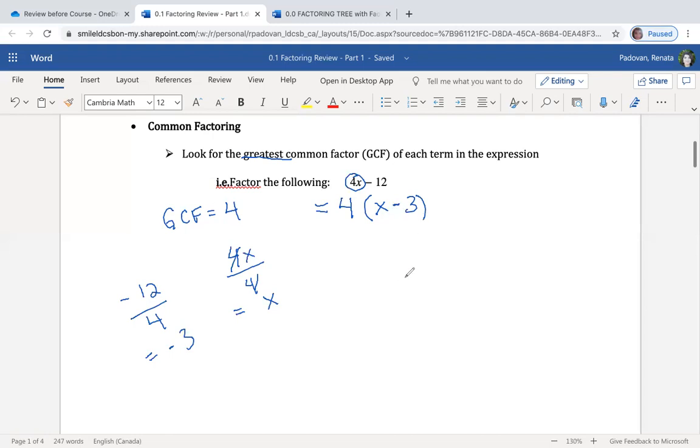Now, the one good thing about factoring is you can double check all of your answers here. Because if I was to go back and do the distributive property, now this isn't part of my answer, my answer's finished, right? But if I was to go back and do the distributive property, 4 times x, 4 times negative 3, I would get 4x minus 12, and I would get right back to the original question, which tells me that I've done it properly.